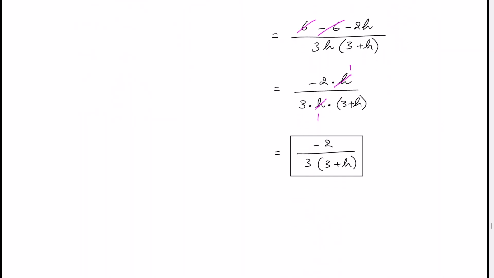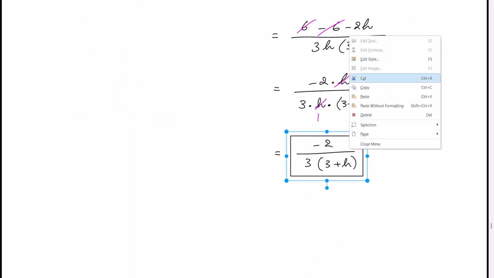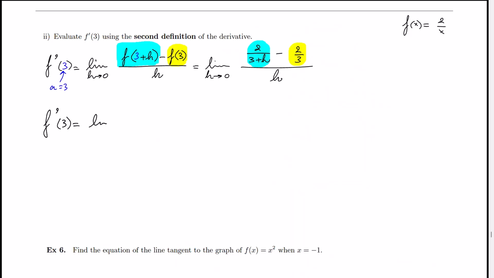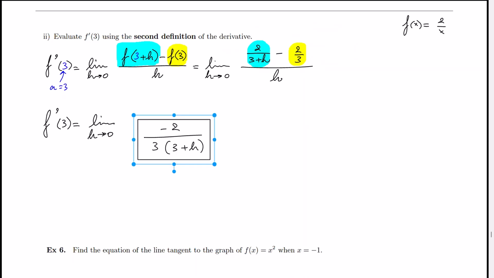But the bottom line is I'm going to grab the -2 divided by 3 times 3 plus h. I'm going to basically literally copy, paste it onto my page over here. So my f prime of 3 is equal to the limit as h approaches 0, and I'm just going to paste the answer that we found previously.